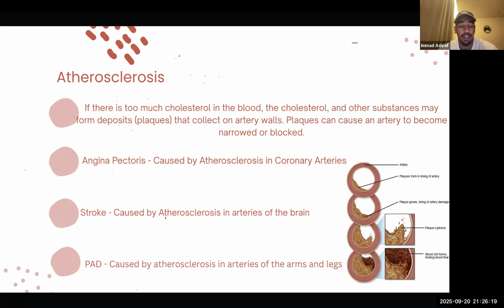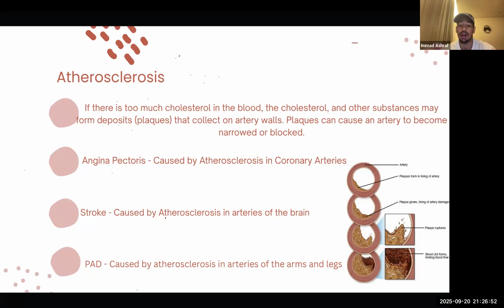If the stroke is bad enough, you can die. If the stroke is not bad, then you may lose some parts of your normal function. Like people that have strokes, they may become paralyzed from the waist down, depending on what part of the brain is affected. They may not be able to speak. They may be completely locked in, only alive, but they can't move themselves. So this happens because of atherosclerosis in the brain.